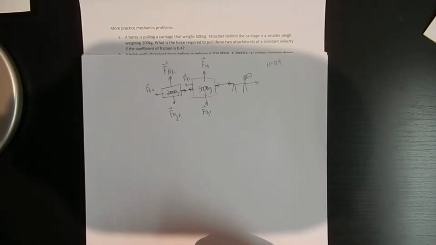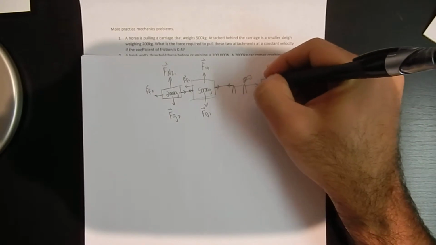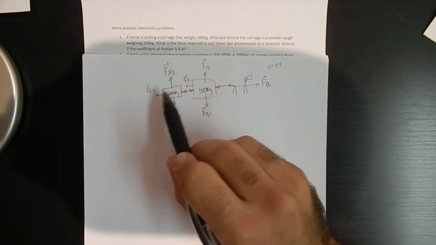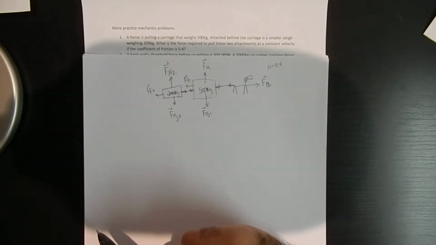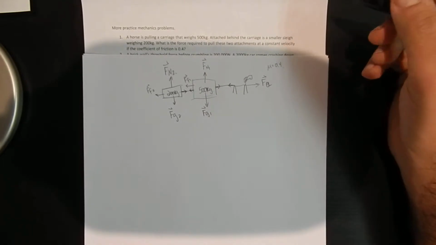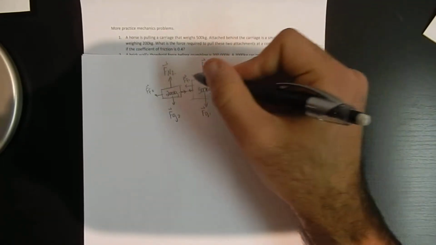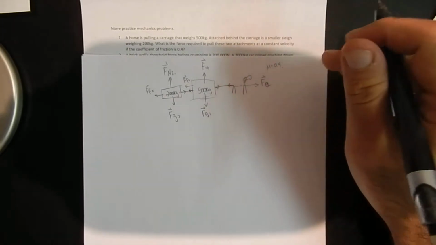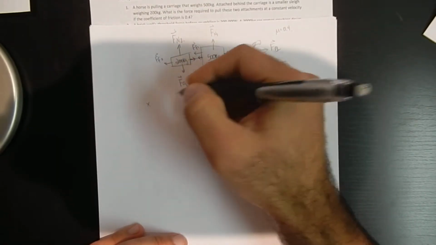Really the only force acting on this is the force applied, that's an A, acting against the two forces of friction. If the velocity is constant, that means the force applied has to equal the sum of the two forces of friction. Now, let's do this the long way, and then hopefully by now you would have figured out the short way, but let's do it the long way.